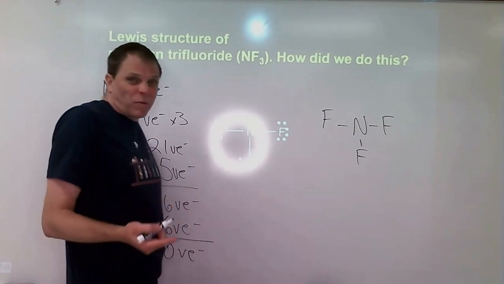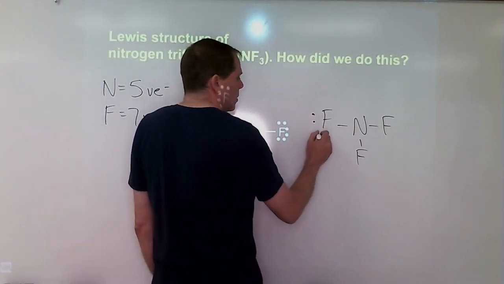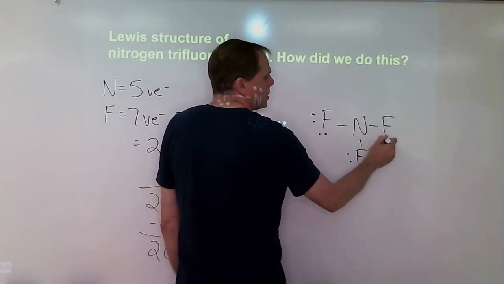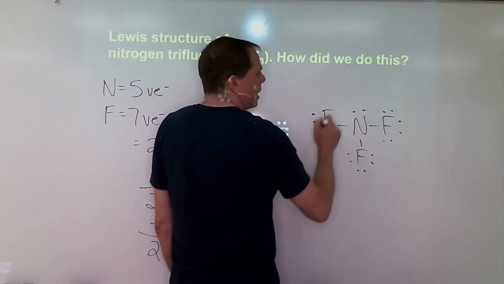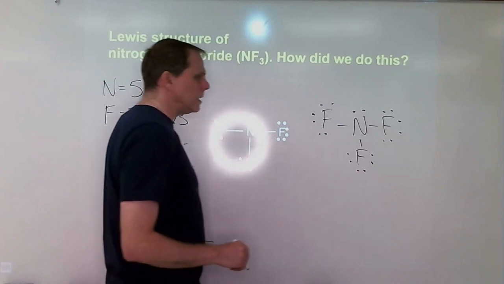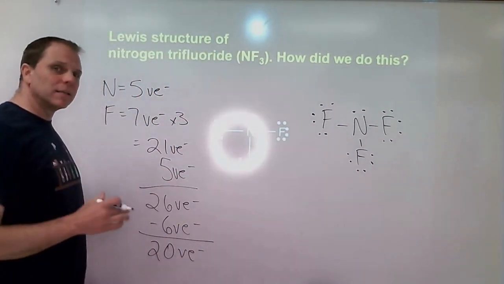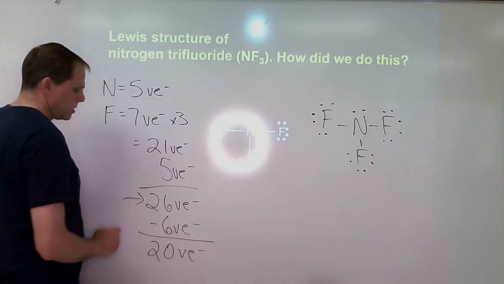Then I just start going around and placing them. I always want to put them in pairs. 2, 4, 6, 8, 10, 12, 14, 16, 18, 20. Which means now I've placed 26 valence electrons around the structure. That's how many I wanted.